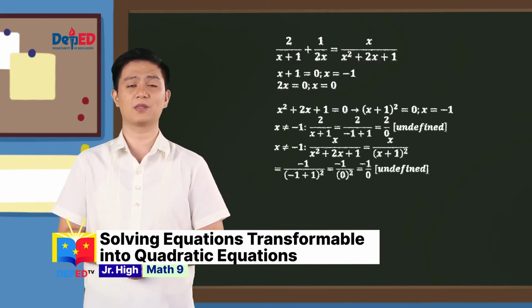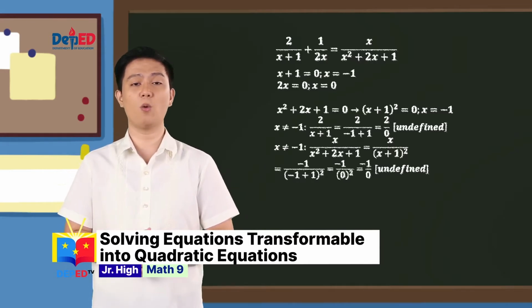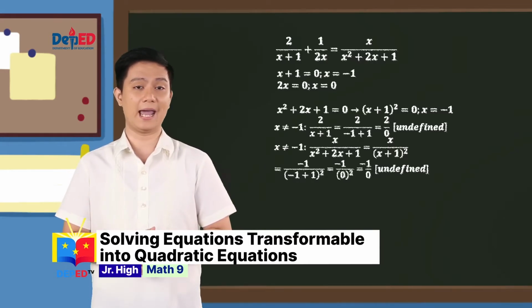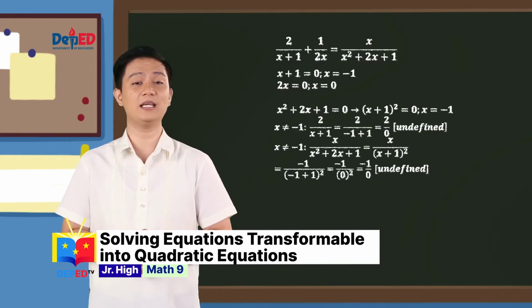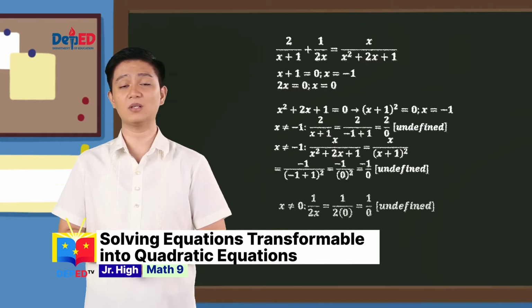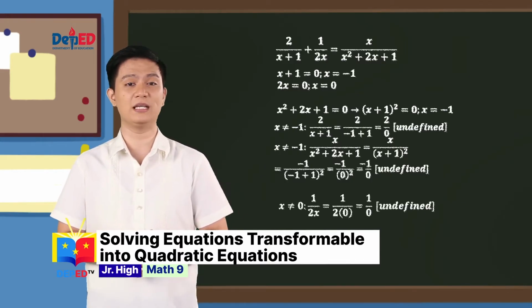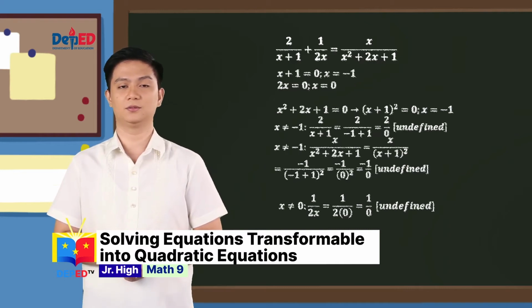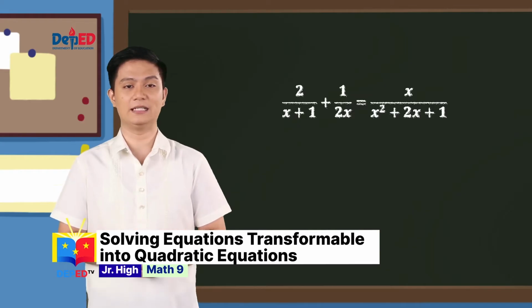So it means that x can't be negative 1 because 2 over x plus 1 and x over trinomial x squared plus 2x plus 1 will be undefined. X can't be 0 either because 1 over 2x will also be undefined. So our step 1 is to determine the LCD.